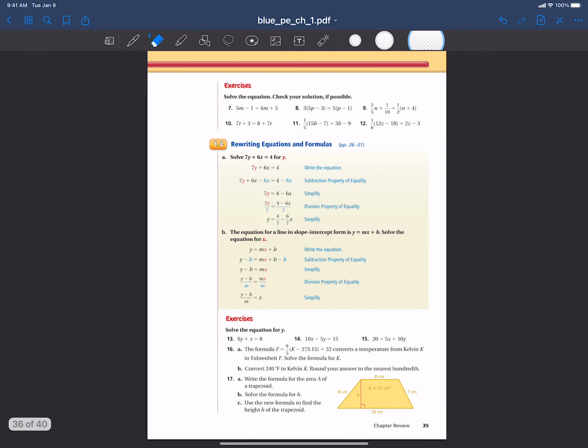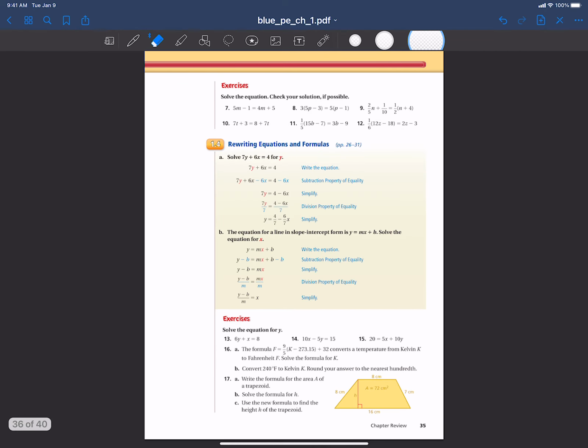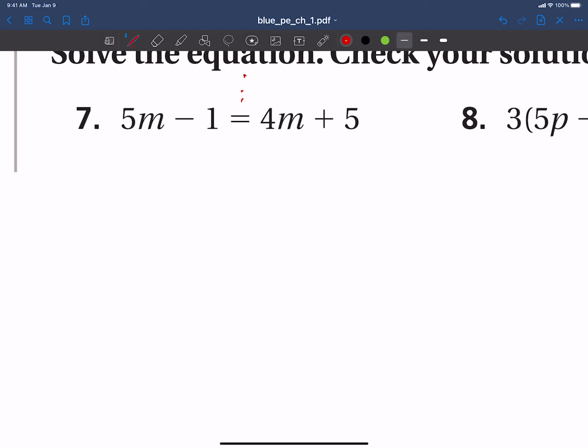All right, let's go do another one. Let's do 7. I see that I have the same variable, but there's a variable on each half of the equation, right? My job is to get the variables together, because you can't have variables on both sides. Subtract 4m. Good, I like that idea. That cancels this one out. What's 5m take away 4m? m. Good job. Bring down what we haven't used.